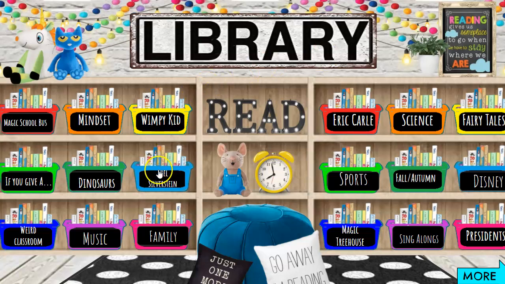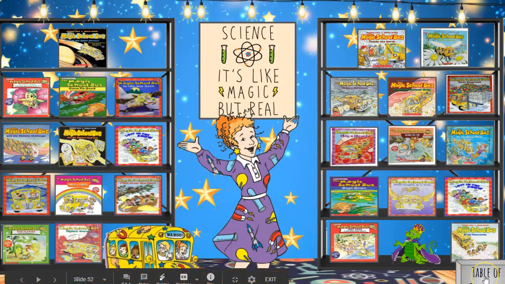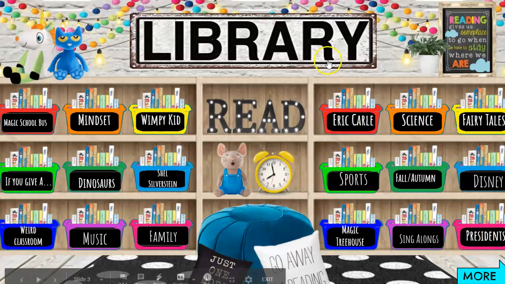So for example, if we wanted to go to Magic School Bus, so much fun. Here's Miss Frizzle ready to show you some really cool resources. Again, all you have to do is click on the book and it'll take you to that book and you'll be able to hear that book. Now, if you need to go back to the table of contents, all you have to do is click table of contents and it'll take you right back to the page you were just at.